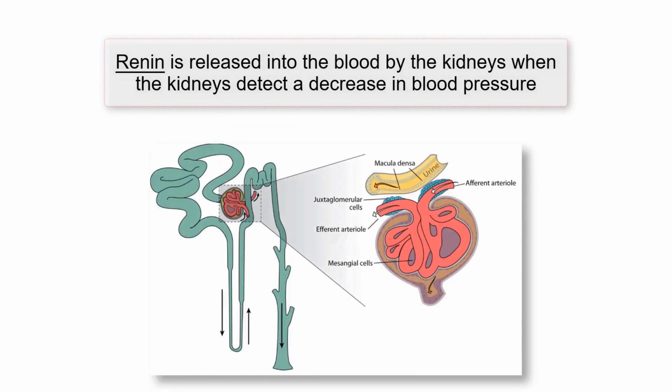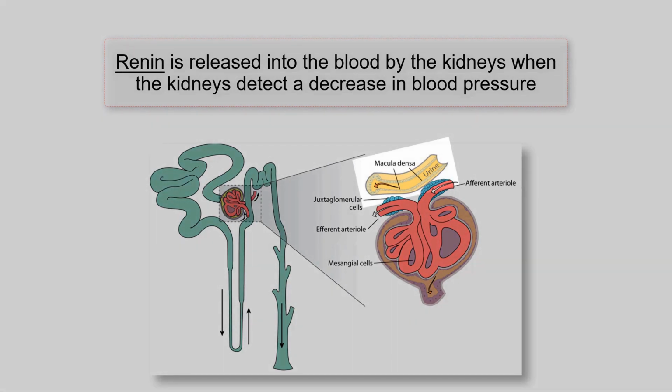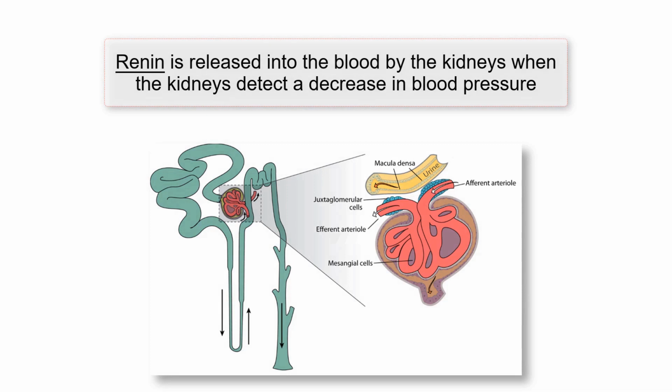The macula densa is a portion of the nephron that is able to detect levels of sodium and chloride ions in the blood. When sodium or chloride ions decrease, this is detected by the macula densa as a decrease in plasma volume and a decrease in blood pressure. As a result, renin is released by the kidneys into the blood, leading to the eventual formation of angiotensin II.